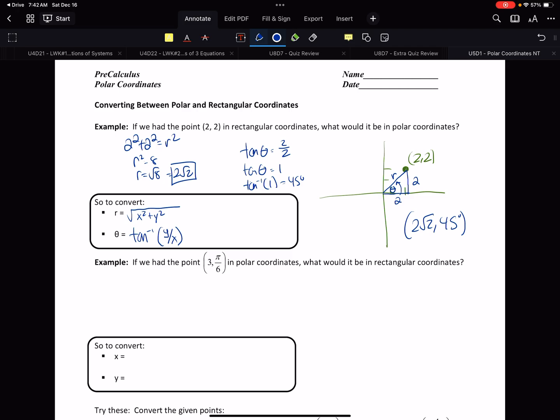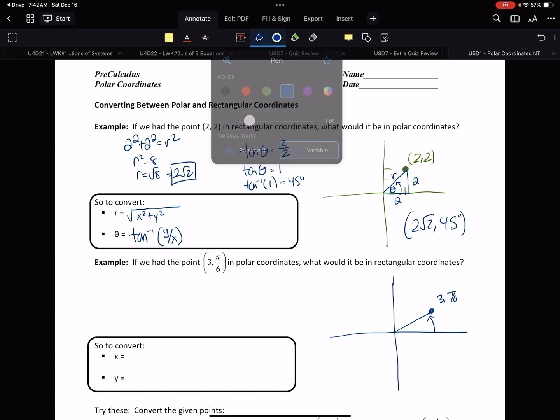All right, what about the reverse way? I go in pi over 6. Pi over 6 is 30 degrees up, we know. And I'm going 3 units away. All right, so there's my point (3, pi over 6). I went 30 degrees up, and I went 3 units away.